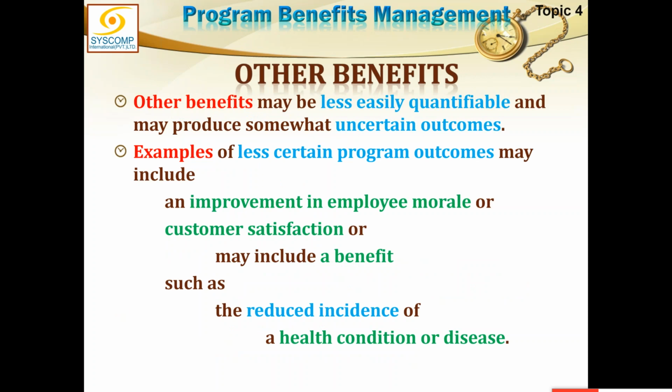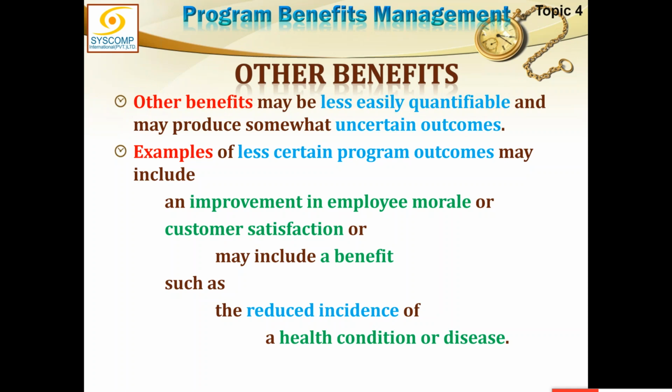Other benefits may be less easily quantifiable. I'm talking about the benefits which cannot easily be quantified and may produce somewhat uncertain outcomes. For example, less certain program outcomes may include an improvement in employee morale. If you cannot specify how much improvement in employee morale is required, then there is an element of uncertainty in it. Or you say customer satisfaction is your target, how much customer satisfaction? If that cannot be defined, then there is an element of uncertainty.